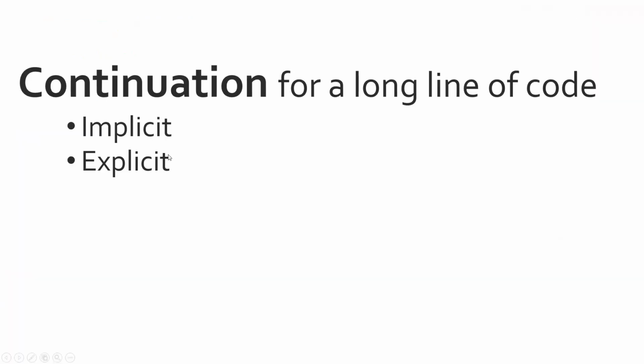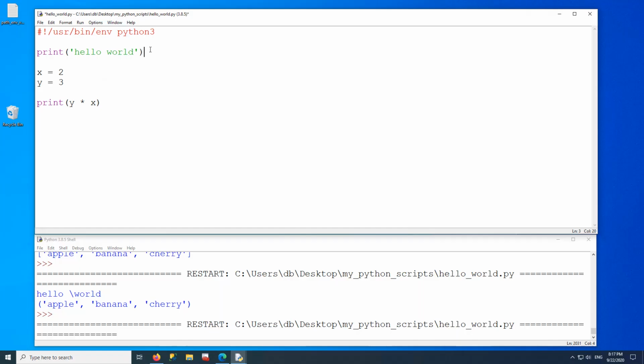All right, and the last thing I want to talk about is continuation. That is when you have a very long line of code and you have to split it into 2 lines. For that, you can use implicit or explicit continuation. So let's say here I have a very long line. I know this line is not long, but let's pretend it is very long, and I want to split it into 2 lines. There are 2 ways for me to do that.